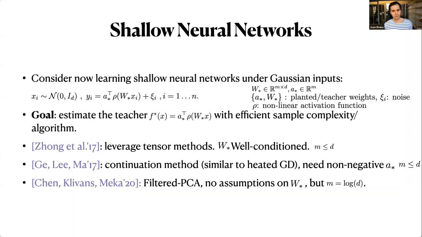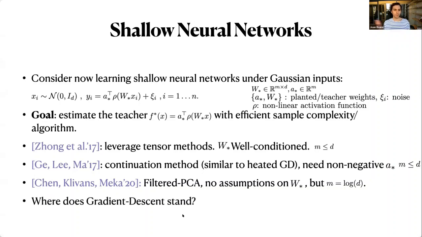It's the same thing. And then there's another unconditional positive result by Adam Klivans and Sitan Chen, where they use a trick called filtered PCA. It's a complicated algorithm. There are no assumptions on the weight matrix, but the price to pay is that the number of hidden units cannot grow. So it needs to stay at the logarithmic scale with respect to dimension.